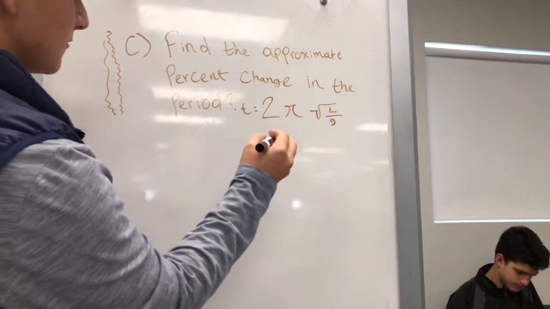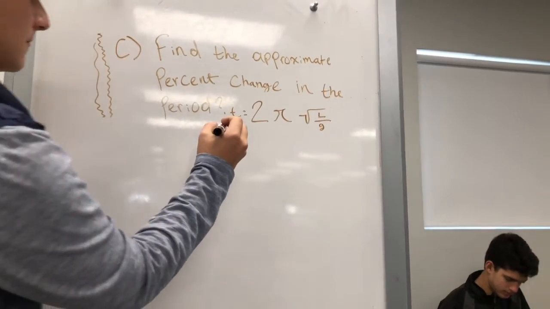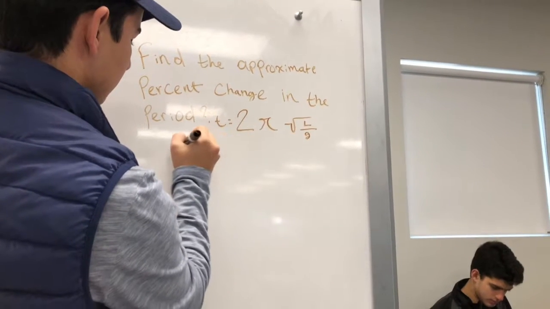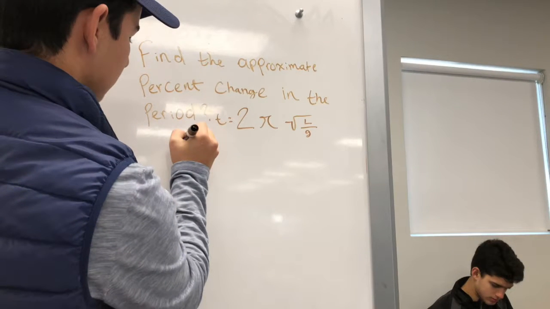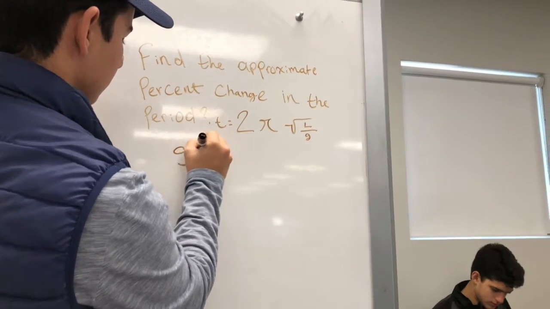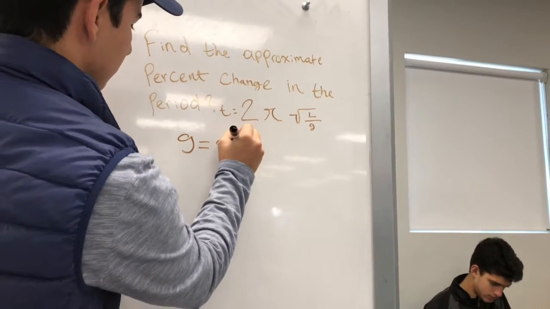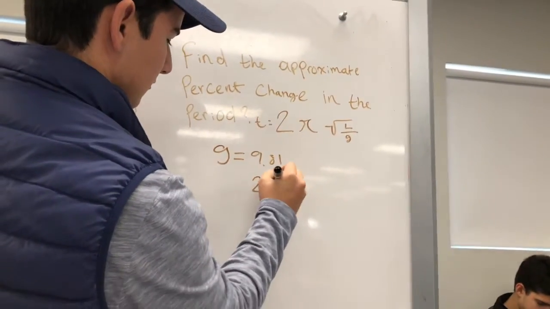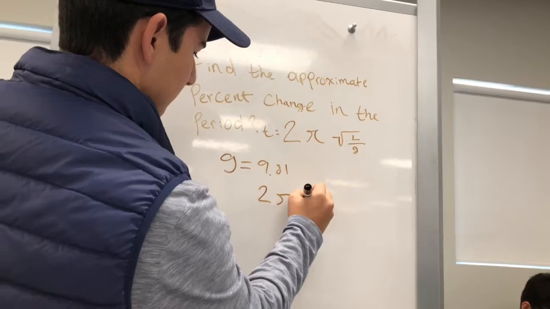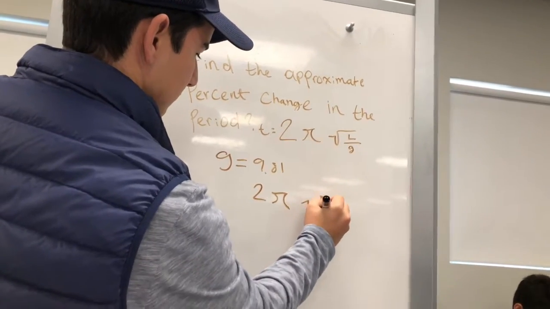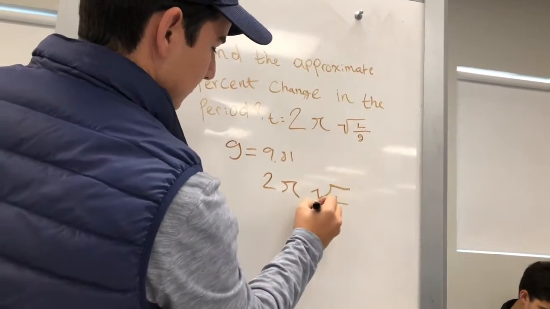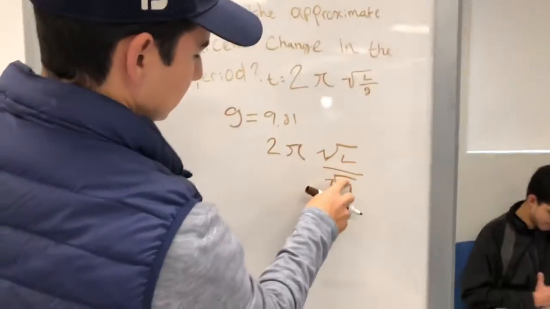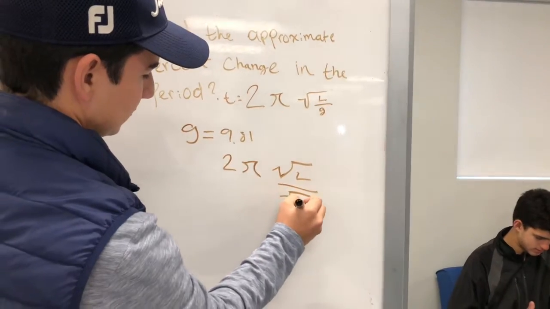Okay, so letter C. The question is, find the approximate percent change in the period. So, we already know our formula, which is 2 pi square root of L divided by G. We also know G is the gravity, which equals 9.81. With that information, we can substitute the 9.81 into the function. We can split the fraction and make each term have their own square root.